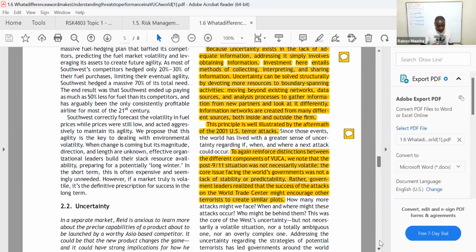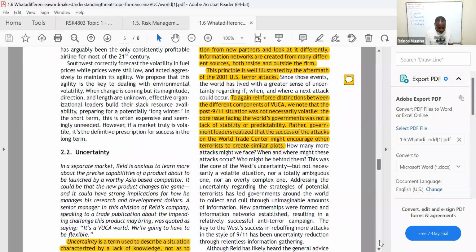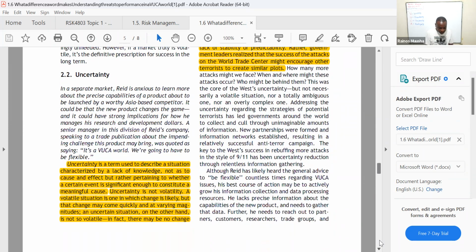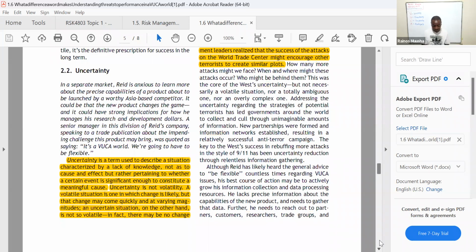I'll go back to it so that we look at it in detail as well. Then a situation can also be facing uncertainty, which is the second letter of the acronym VUCA. They say uncertainty is a term used to describe a situation characterized by a lack of knowledge, not as to cause and effect, but rather pertaining to whether a certain event is significant enough to constitute a meaningful cause.